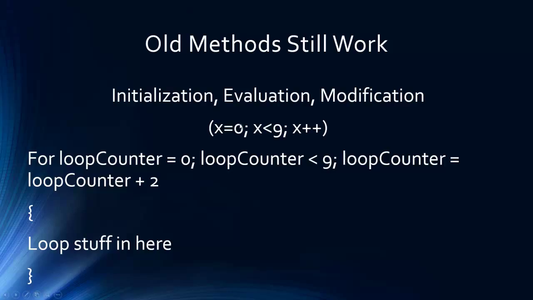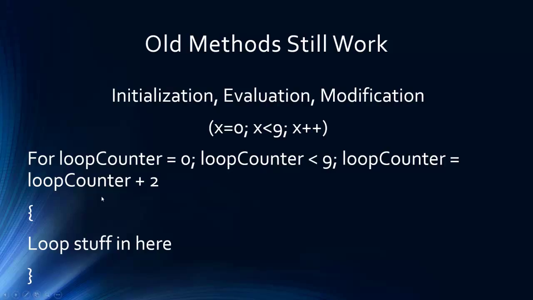So sometimes you'll see it like this, x equals 0, x less than 9, x plus plus. So that's the traditional method. That's how we control our loops in the C languages. Just make sure that you're good with the initialization, evaluation, modification. Obviously, this one is the initialization, this is the evaluation, and then this is where I modify the value so the loop keeps incrementing by 1, so the loop would eventually count down.